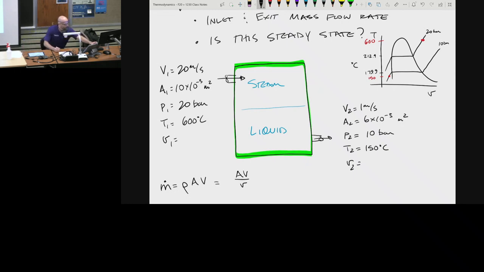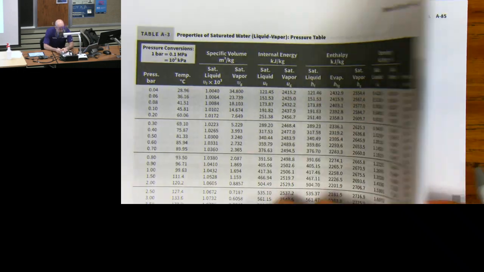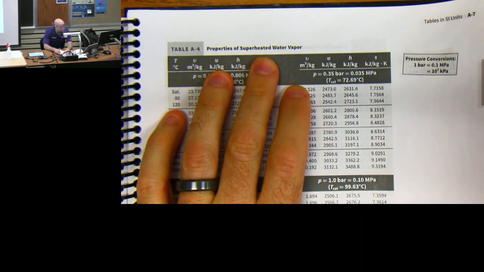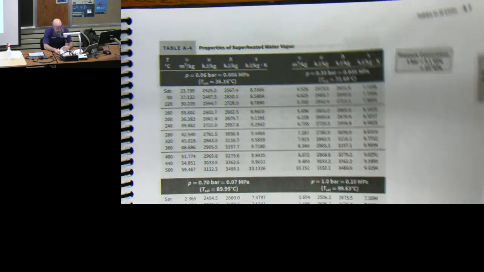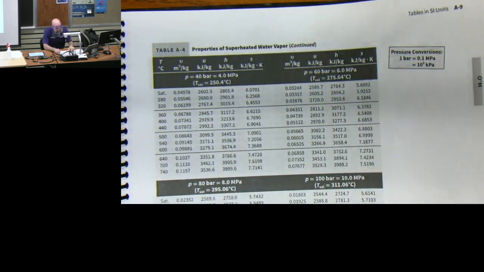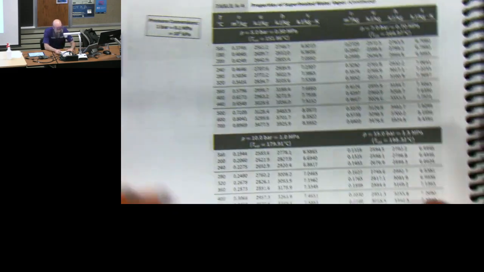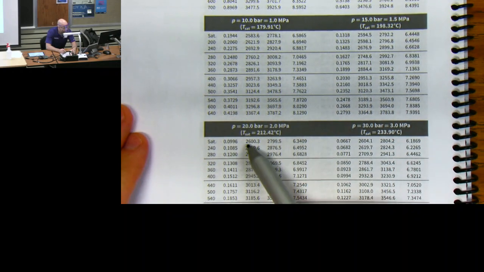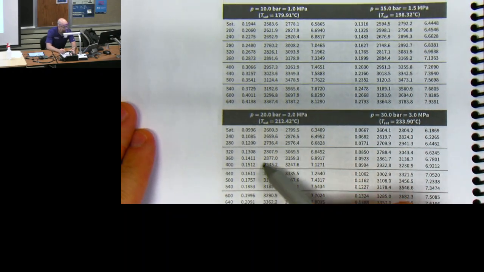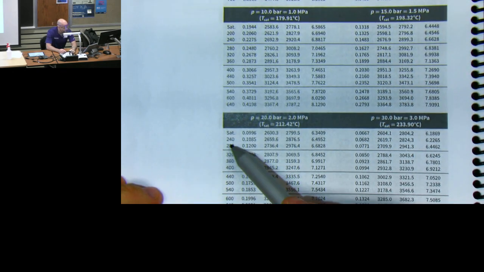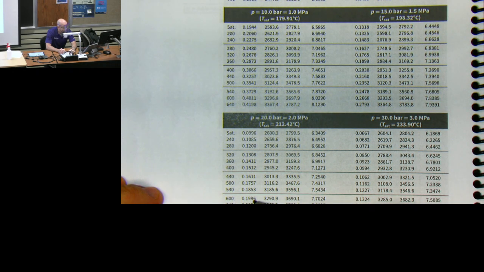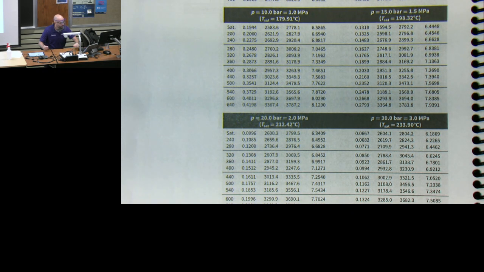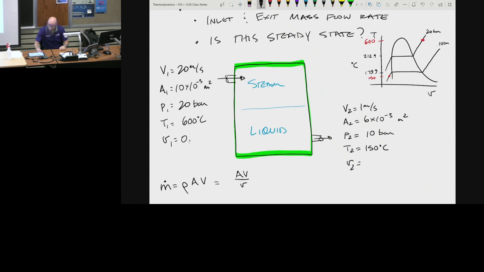So we're going to go again to our tables, and we're going to go to table A4, which is our superheated water vapor table, and we're going to look for 20 bars. Well, 20 bars is not on the first page, but it is here on the second page. We have an entry for 20 bars, and we're hoping that 600 degrees Celsius is there, and it is, and so that gives us 0.1996 as the specific volume. So I'm going to put that on my sheet here, 0.1996 meters cubed per kilogram.